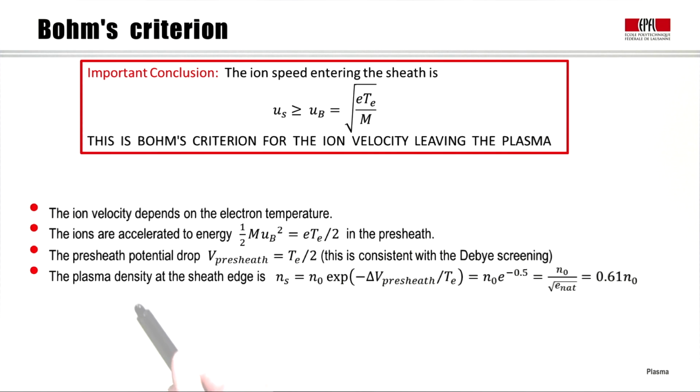Now, the plasma density at the sheath edge is Ns, the electron density in the equipotential plasma bulk times the Boltzmann factor crossing the pre-sheath. Electrons are negative. The pre-sheath value is Te over 2 divided by the electron temperature. This gives N0, base of natural logarithms, 1 over the square root. And this works out to be 0.61 N0. That is, that the plasma density at the sheath edge is 61% of the plasma density in the plasma bulk far from the wall.